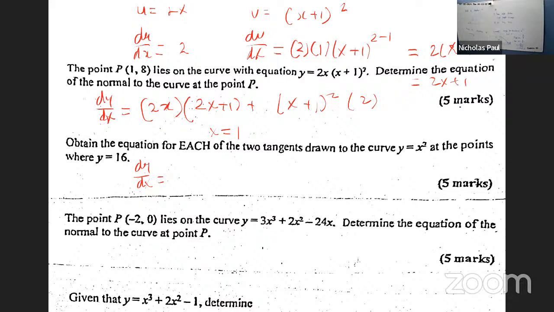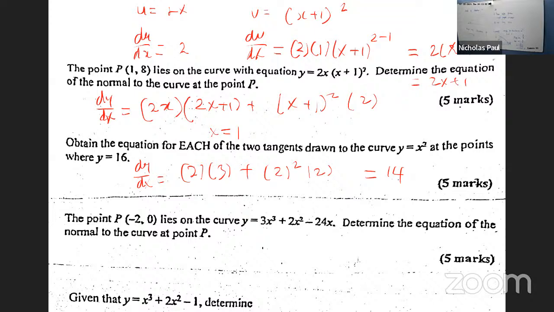Just plug in x is 1. So you'll get 2 times 3 plus 2 squared times 2. 2 squared is 4 times 2 is 8. 8 plus 6 is 14. Anybody got 14 online?